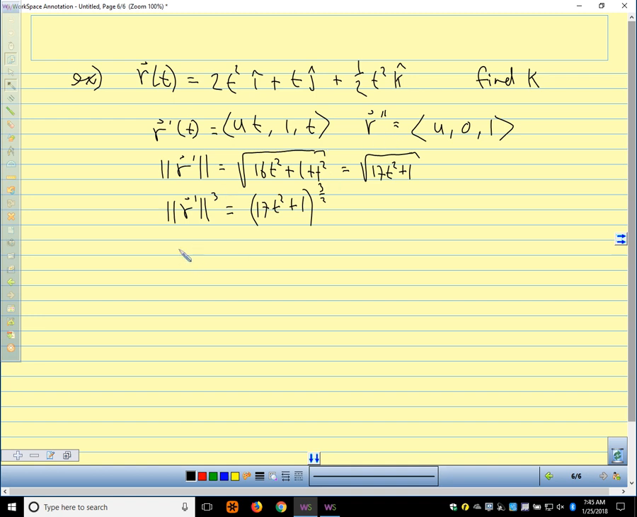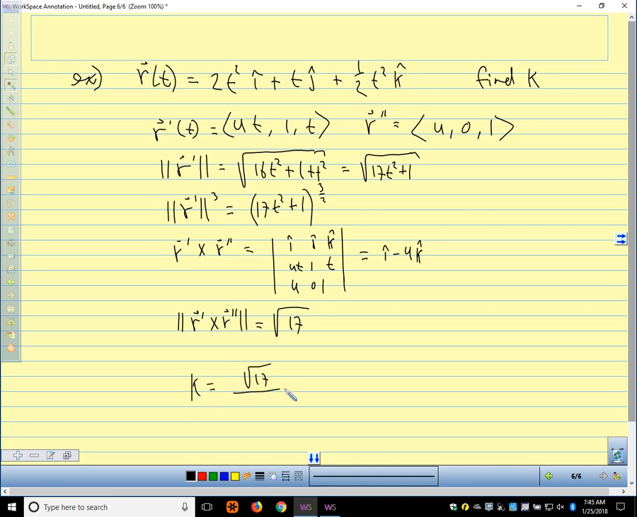We need r prime cross r double prime. So we're going to have our determinant i, j, k, 4t, 1, t, 4, 0, 1. When I do that cross product, I get i minus 4k hat. So the magnitude is just the square root of 17, so 1 squared plus 4 squared. So kappa is the square root of 17 over 17t squared plus 1 to the 3/2. That's the curvature.